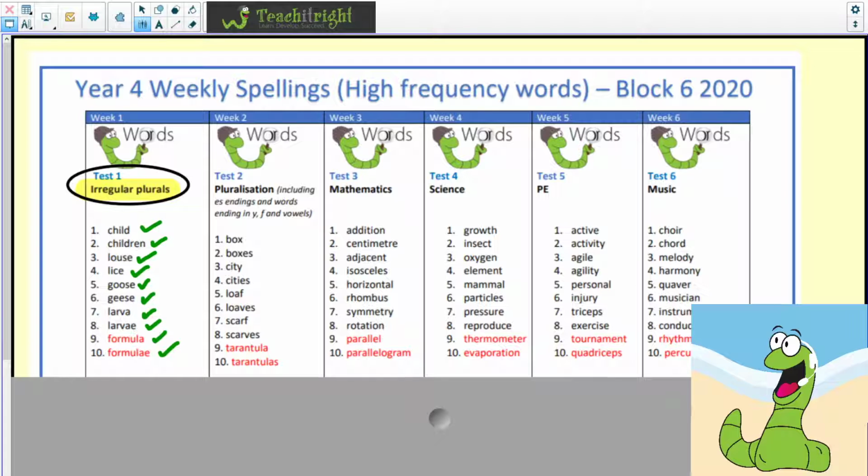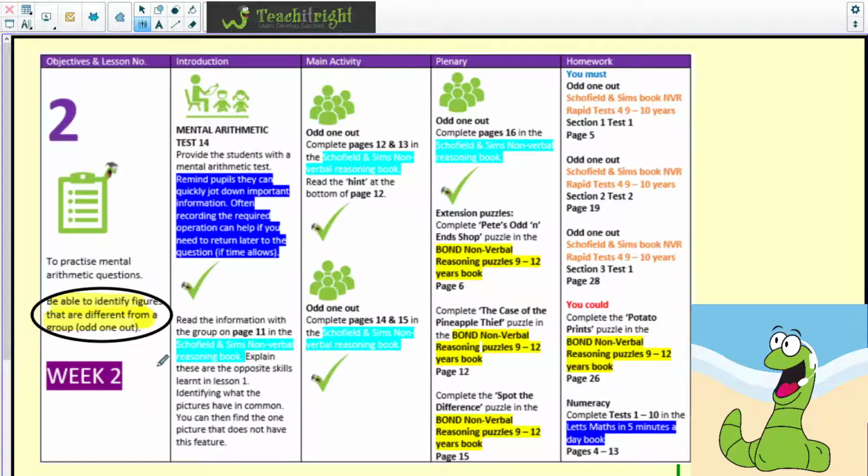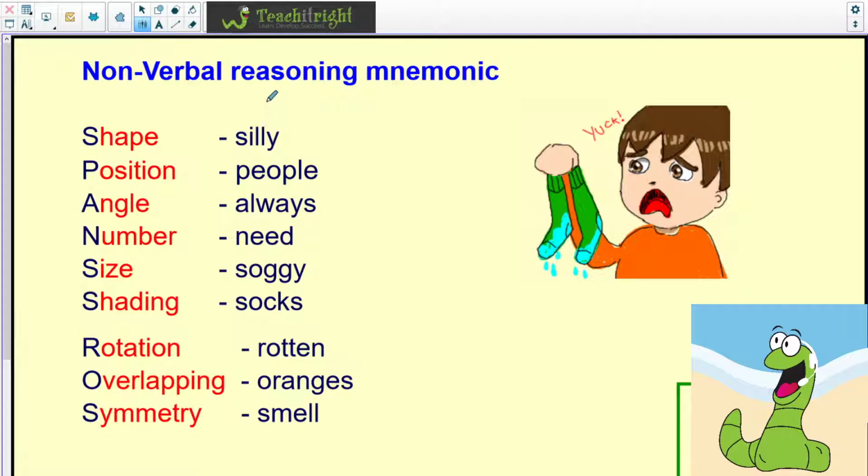Right, let's have a little look at the main part of the lesson, and we've done the mental arithmetic test, and we're now going to be focusing on odd one out, and the objective is to be able to identify figures that are different from a group. Now, one of the main things we talked about in the previous lesson was that mnemonic to help you. So there it is again.